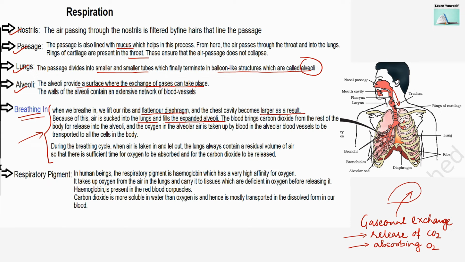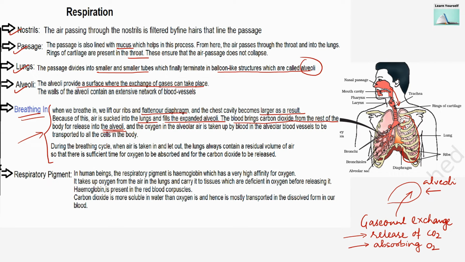Now once the chest cavity is filled with the air, where will this air go? Air will go to the alveoli. Alveoli are small sockets, small balloon-like structures which fill with air once we breathe in the air. The blood brings carbon dioxide from the rest of the body to release into the alveoli.